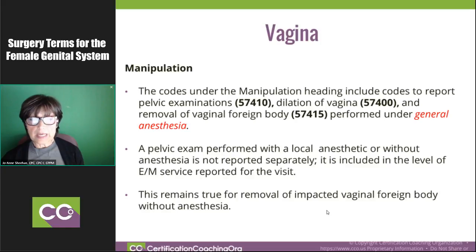And I know a lot of people will say, well, gee, when the doctor does a wellness exam and they do a PAP and a pelvic, well, there are specific criteria associated with the pelvic, and it's actually a breast and pelvic exam. And again, these codes are referring to manipulation under general anesthesia. And this remains true for removal of impacted vaginal foreign body without anesthesia as well.